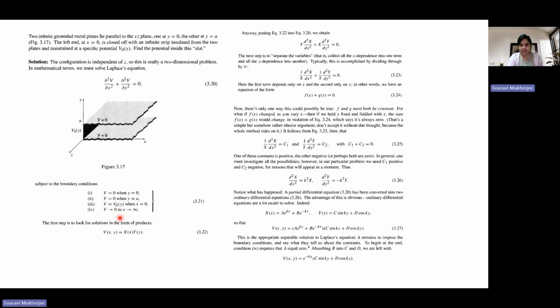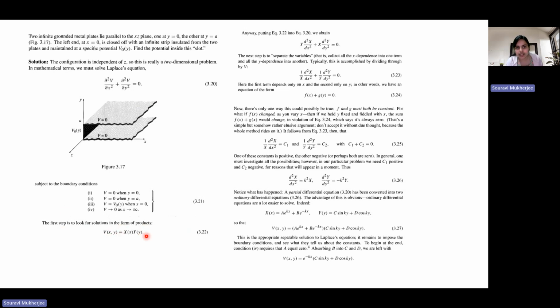That is also given. And obviously very far from this point, if x tends to infinity, the effect will be negligible. So V tends to 0 as x tends to infinity. So these are our boundary conditions. Based on this, we have to solve this relation. So how do we do it? The first step is to look for solutions in the form of products.